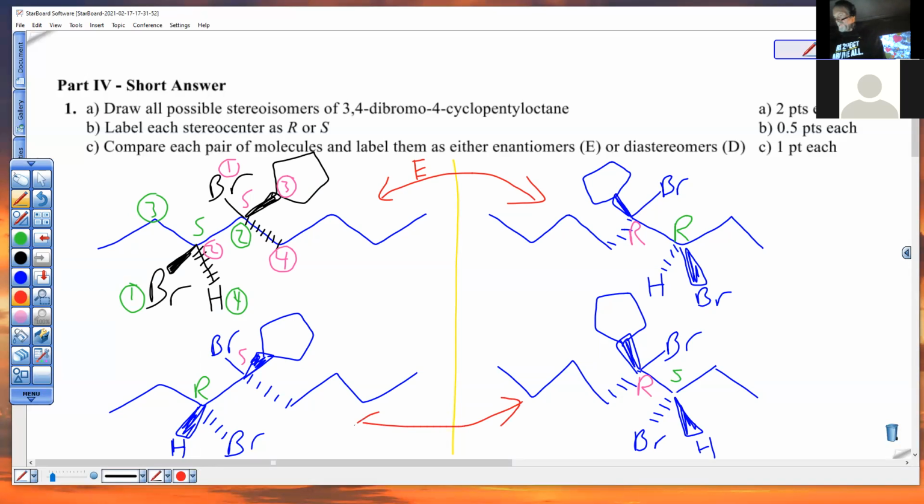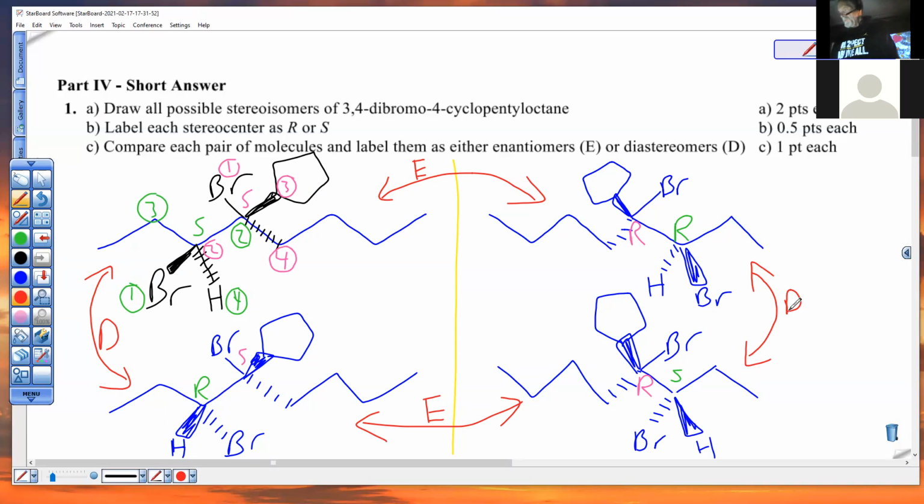And let's go back to our earlier Q&A question from today. How do you know these are diastereomers? The green stereocenter changed and the pink one stayed the same. That is diastereomers. Same story here. The pink one stayed the same and the green one changed. Oh, the green one changed in both.